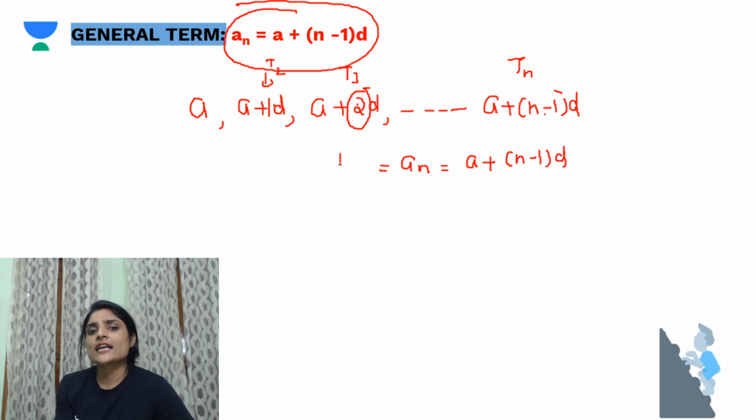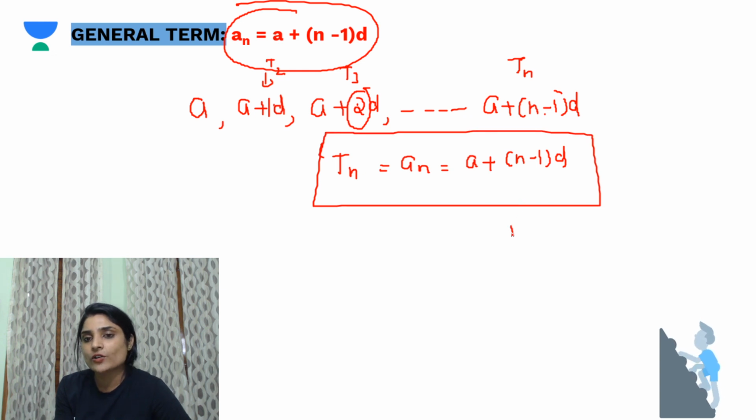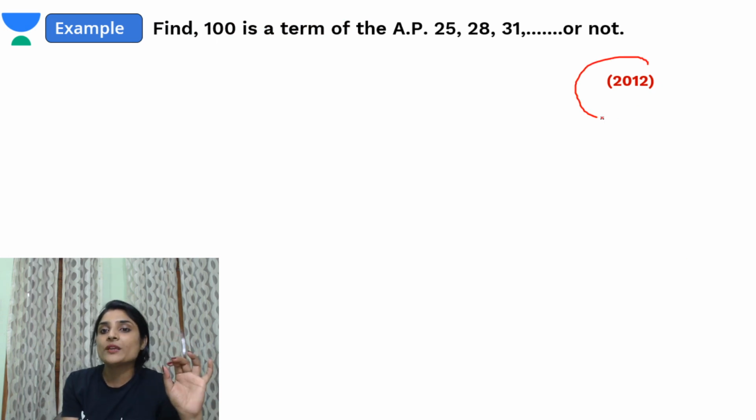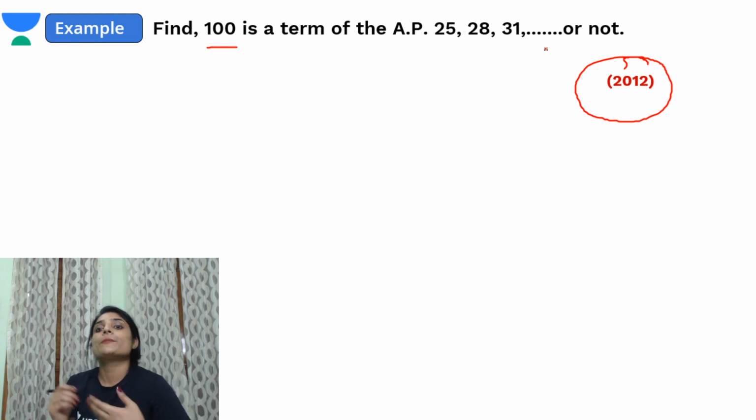You can denote it as Tn also. So Tn is equal to a plus (n minus 1)d. This is the nth term of this AP. Okay, so together, let's start with a few questions. This is your PYQ 2012. Find whether 100 is a term of this AP or not.